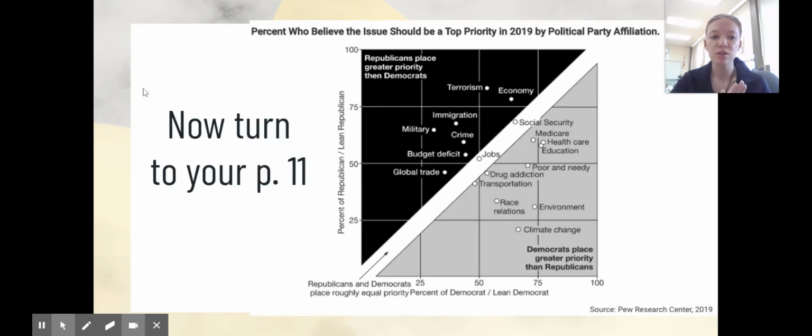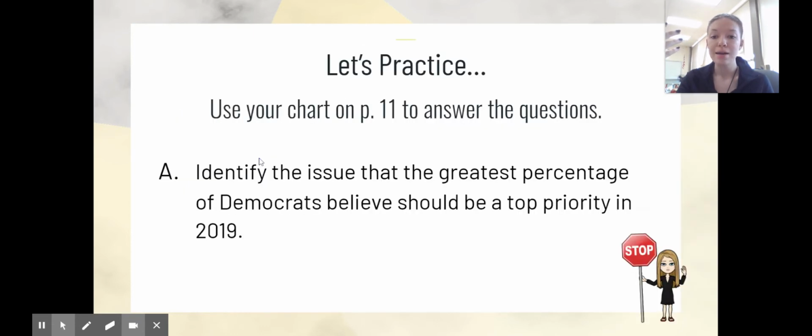Now, on your page 11, this is the chart that you should see. And you guys are going to be practicing this quantitative analysis with this diagram. This is a chart showing you the percent of people who believe the issue should be a top priority in 2019 by political party affiliation. So you've got Republican issues and Democratic issues, and now it's your turn to interpret the data in this graph. So take a moment and pause if you need to, just digest the graph, take a look at it, figure out what it's saying to you. Okay. Now let's practice.